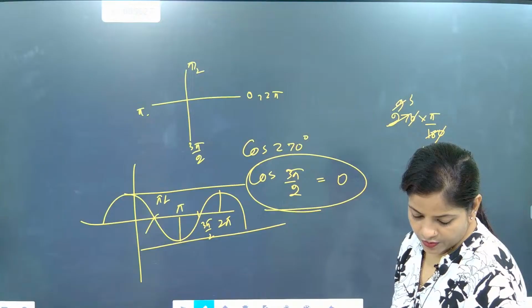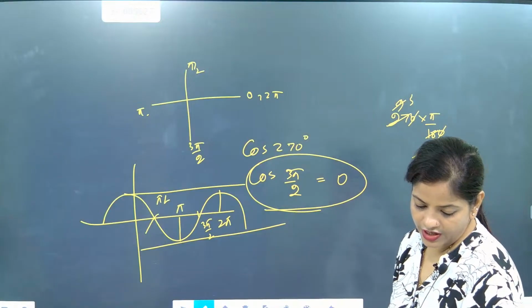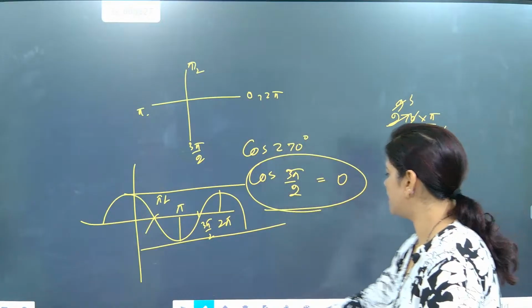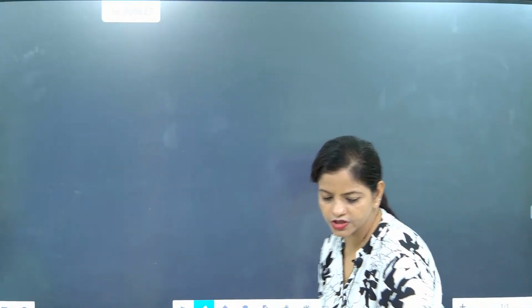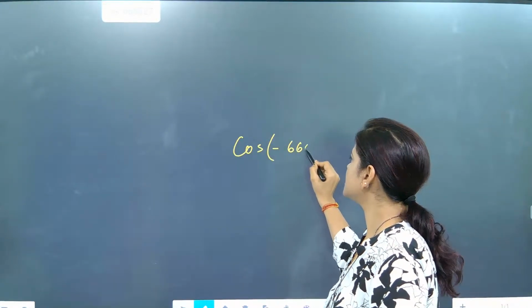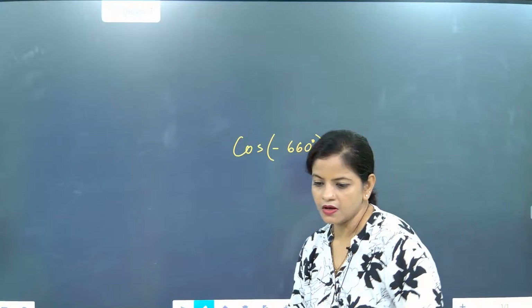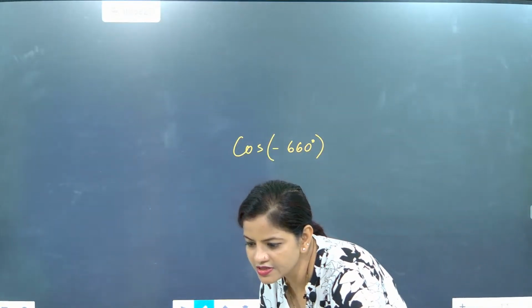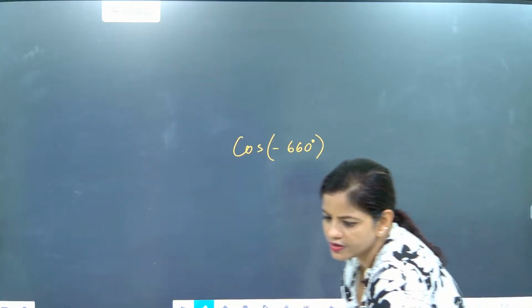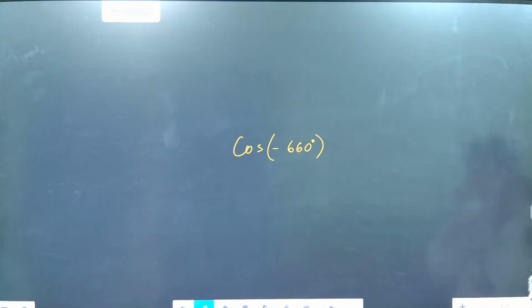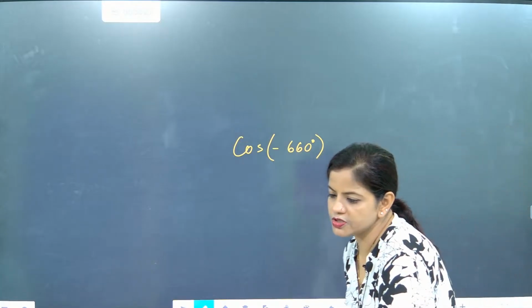Can I give you one more question, please? Are you ready for it? Come on, we'll go for this. Your question is cos minus 660 degree. Cos minus 660 degree. Come on, go for it. Yes, Siddharth, just now it is 7 o'clock only, beta. 5 more minutes. Come on, go for it. Solve this question.